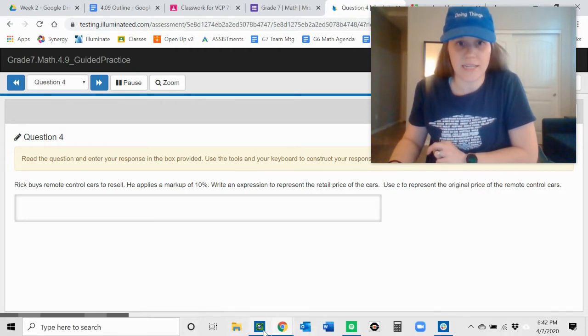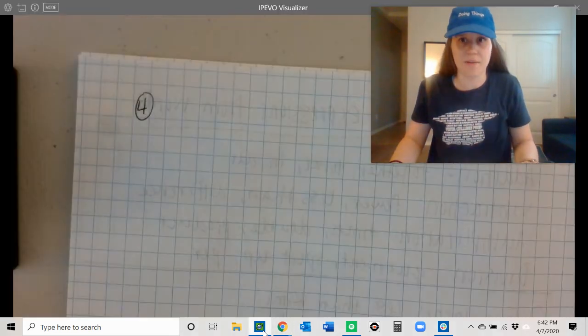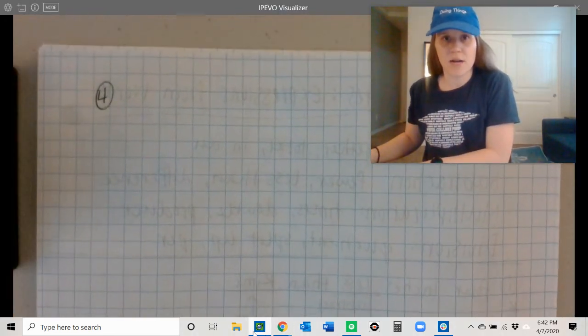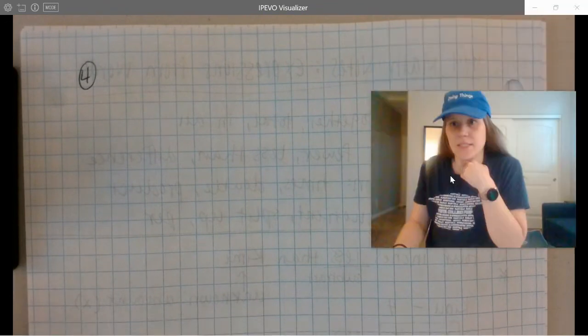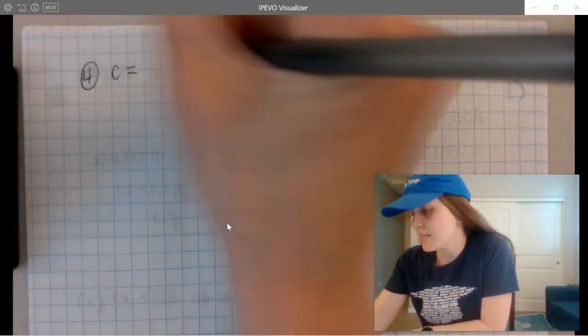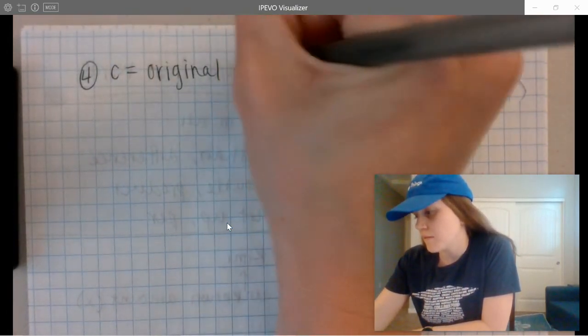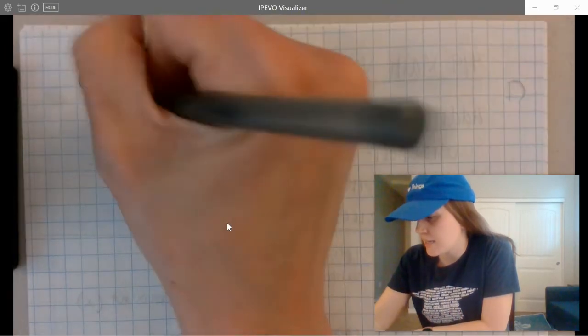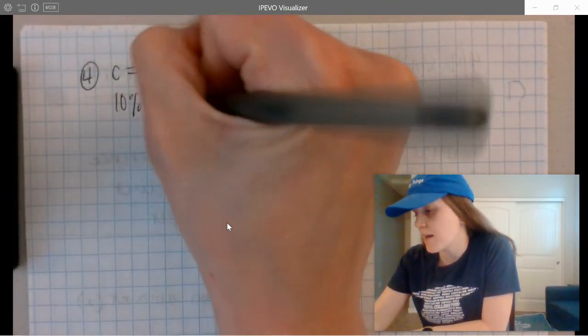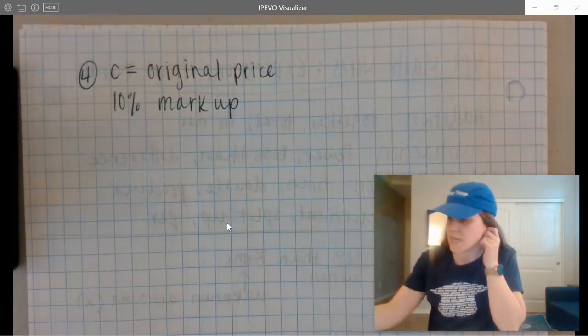Love this question. All right, let me think. Question 4. Yeah, let's do it together. Question 4, I want to know a couple of things, and I want you to write these on your paper with me. C equals original price. And I'm also going to write 10% markup. We know that means increase.